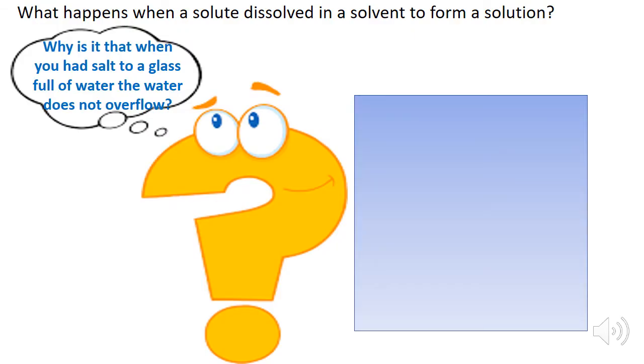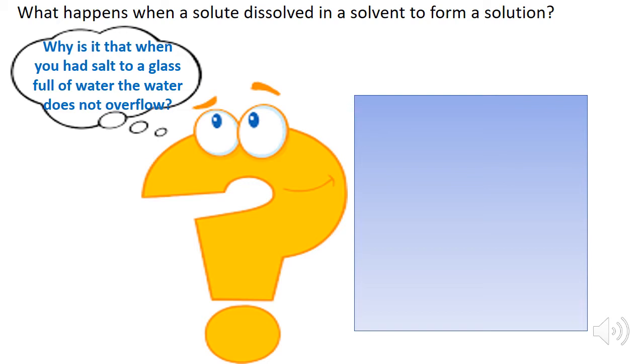Now that we're familiar with the keywords associated with dissolving, we're going to look at what actually happens to the solute, or the salt, when it is dissolved into the solvent, or the water. Where does the salt go? Why is it that if you take a set volume of water in a measuring jug, say 250 millilitres, add a tablespoon of salt and give it a stir, you still only have 250 millilitres of water? Where has the salt gone?